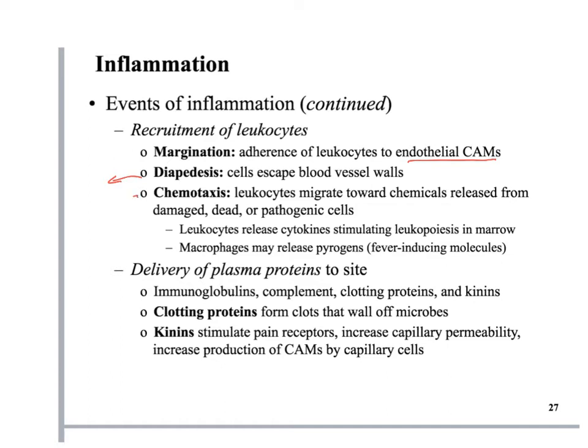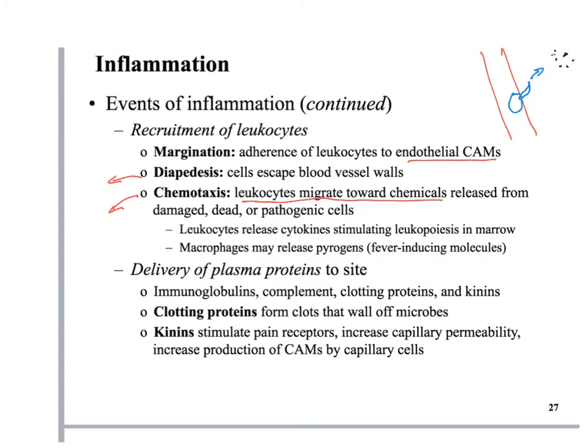And then we have this thing called chemotaxis. Chemotaxis is an attraction, right? Leukocytes migrate toward chemicals released from damaged, dead, or pathogenic cells. So we have a blood vessel, and we have a bacteria out here releasing something. Now we have a white blood cell floating through here, and it's going to squeeze its way out, and then it's going to move towards these chemicals. That's called chemotaxis. It's being attracted towards something, so it's going to go seek it out.